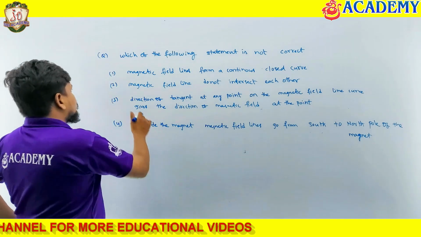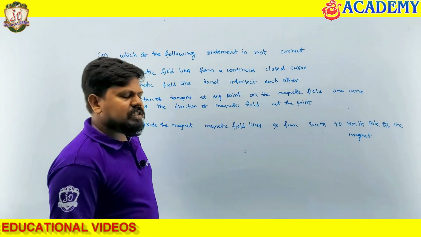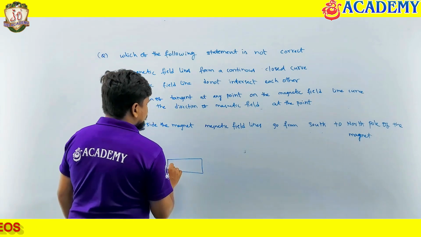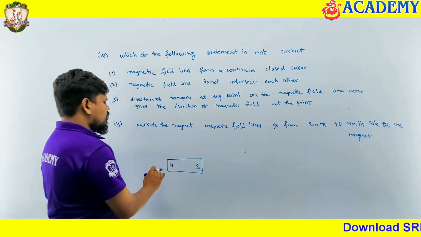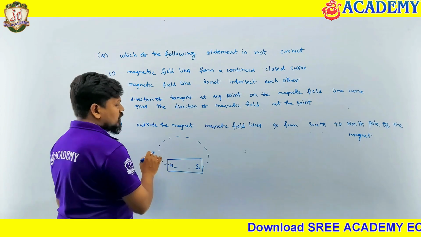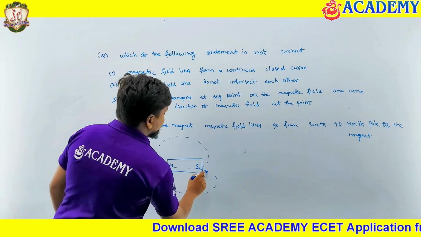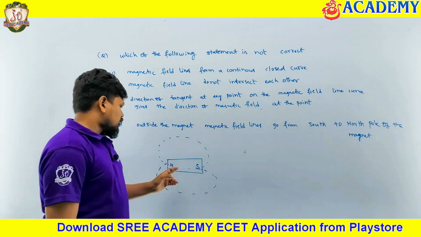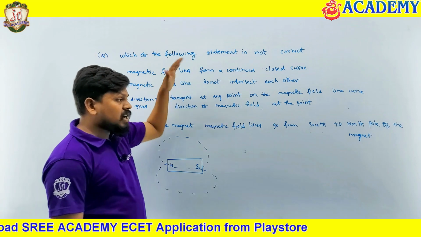Okay, so first option, magnetic field lines form a continuous closed curve. Is this a correct one or wrong one? If you take one magnet, any bar magnet, from north pole to south pole, always flux lines will flow. So these are continuous closed loops only, right? However, this side will be there, other side also there will be flux lines. See the option, magnetic field lines form continuous closed curves. So these are continuous closed curves only. So this statement is correct.